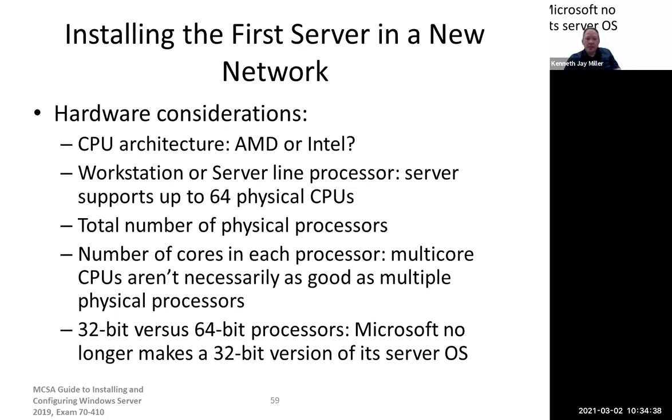Okay. Do we need a server processor, or just a standard workstation processor? Depending on the load, if we know we're going to build a bunch of virtuals, we probably want to go with the server line of the processor. How many total physical processors do we want in our machine? How many cores? How many virtual processors? Multiple core CPUs aren't necessarily as good as multiple physical processors. So they make server motherboards that have more than one processor socket. That's a multiple processor. Do we need 32-bit versus 64-bit? This doesn't really matter anymore because Microsoft's server OS has to run on 64-bit. And 32-bit is kind of a dinosaur at this point.